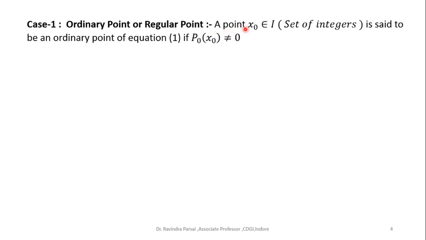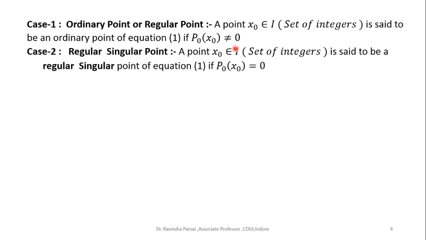A point x0 belonging to I is said to be an ordinary point of equation 1 if p0(x0) is not equal to 0. And the second category is the regular singular point. A point x0 is said to be a regular singular point of equation 1 if p0(x0) equal to 0. So when the coefficient of the second order derivative vanishes, it is the case of a regular singular point, and when it does not vanish, it is the case of an ordinary point or regular point simply.